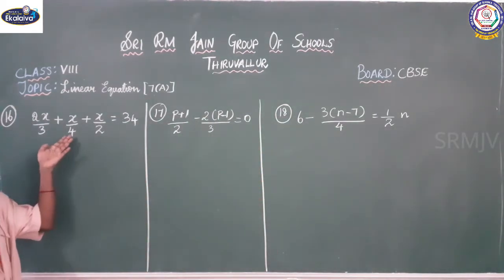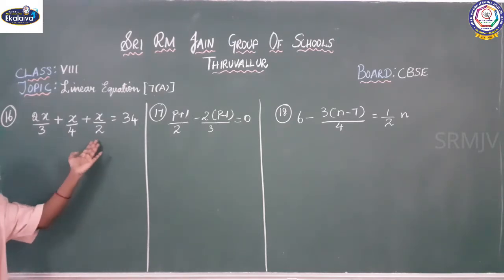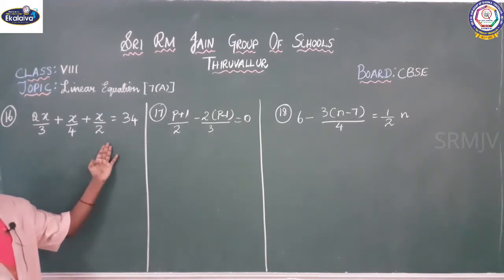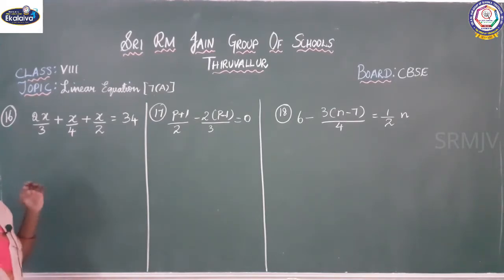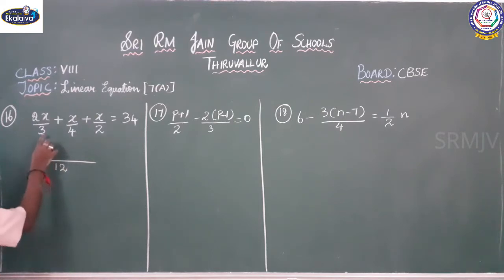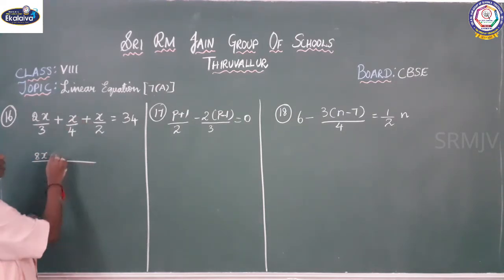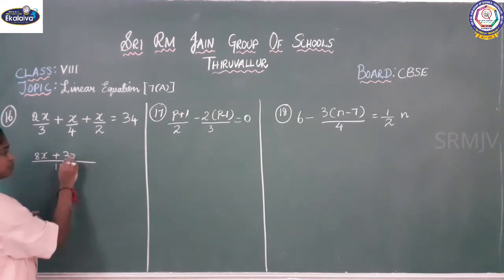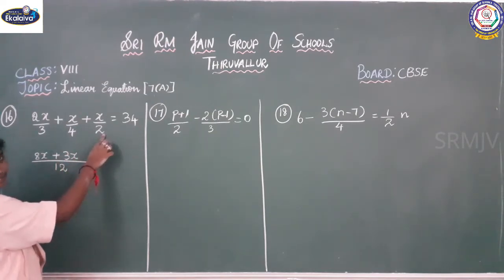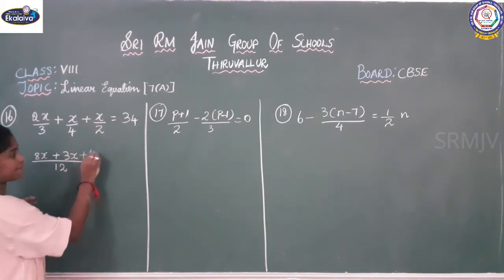2x by 3 plus x by 4 plus x by 2 is equal to 34. Here we have to take LCM for 3, 4, 2. When you take LCM for 3, 4, 2, you will get 12. Okay. So 3 4s are 12. So 2x into 4, 8x. 4 into 3, 12. So x into 3, 3x. 2 into 6, 12. So x into 6, 6x.